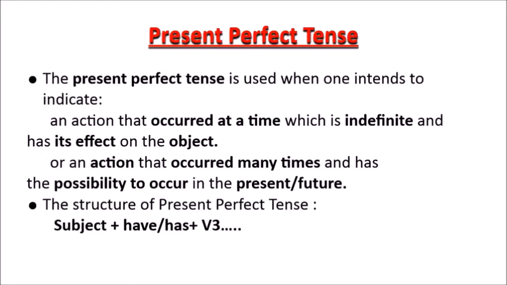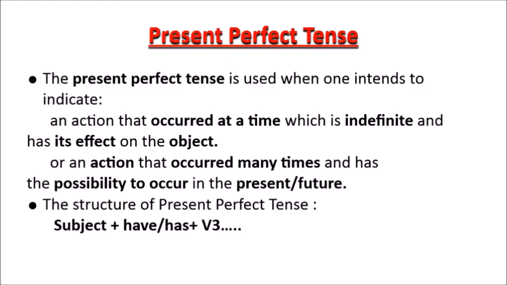So what they're trying to tell is, basically what present perfect tense denotes is an action that occurred at a time which is indefinite, which means we cannot find the time on which the action has occurred in the past or in the present, and it has its effect on the object. So the action will always have its effect on the object, or an action that has occurred many times in the past and has the possibility to occur in the present or future. Okay, so that's what we call a present perfect tense.